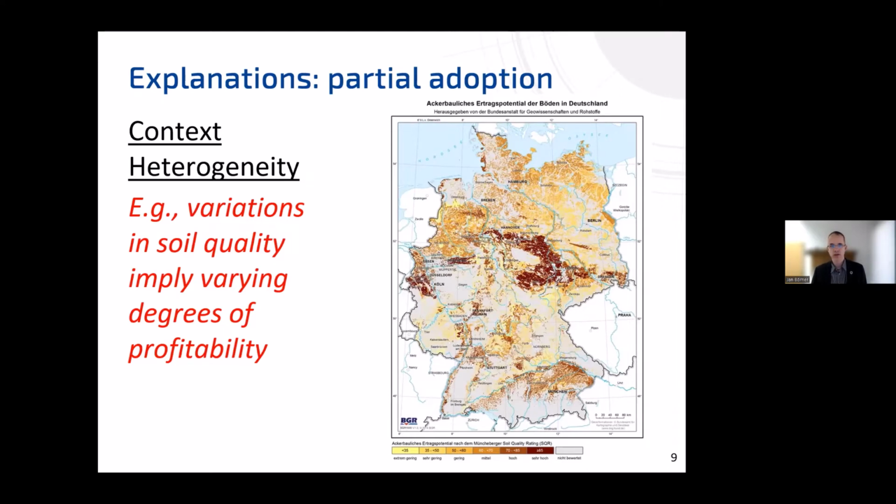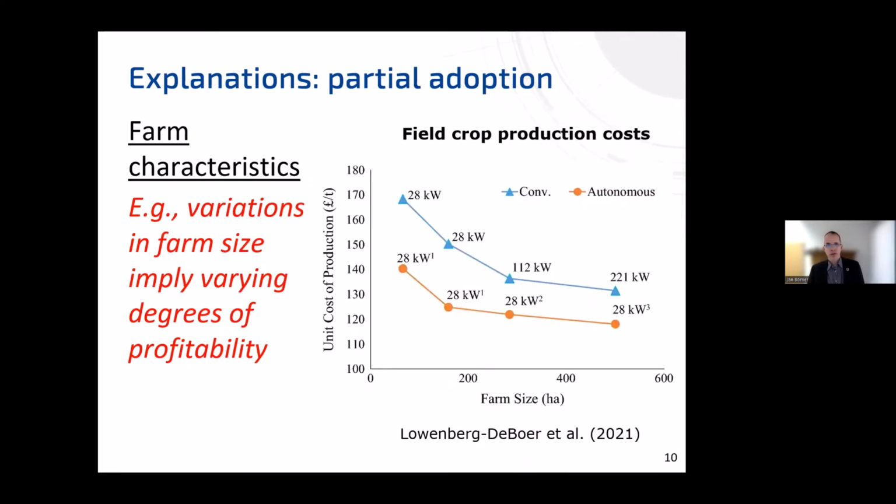So that is context heterogeneity, and we're just looking at Germany here. Think of the whole world as the potential field of application for robotics and sensing technologies. There's a lot more heterogeneity in context than we see on this map. Another explanation is that we have farms that have different characteristics. So we can have small farms and large farms.